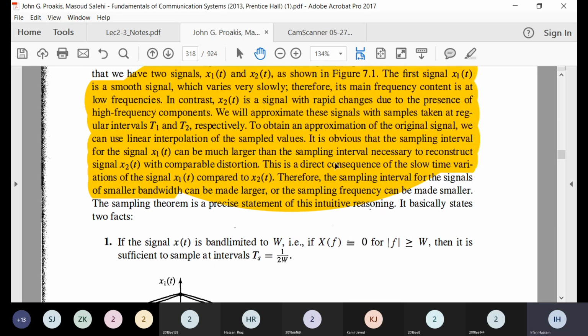This is all written here: the sampling interval for signals of smaller bandwidth. They don't have high frequency components. If they have smaller bandwidth, they have low frequencies, so the signal will be slowly varying, and hence you can have a larger sampling interval.